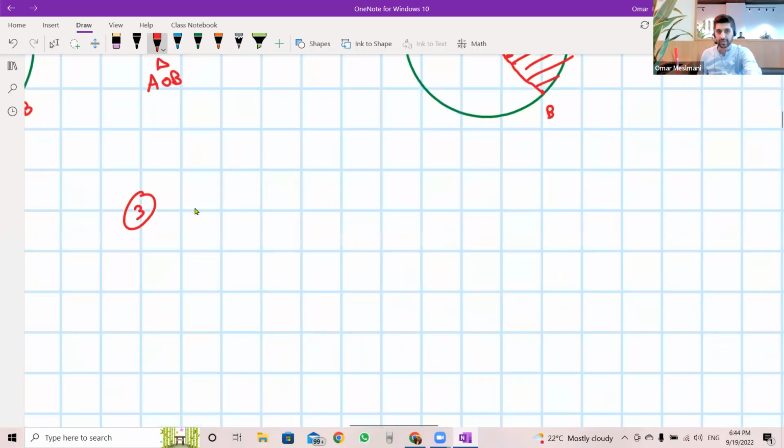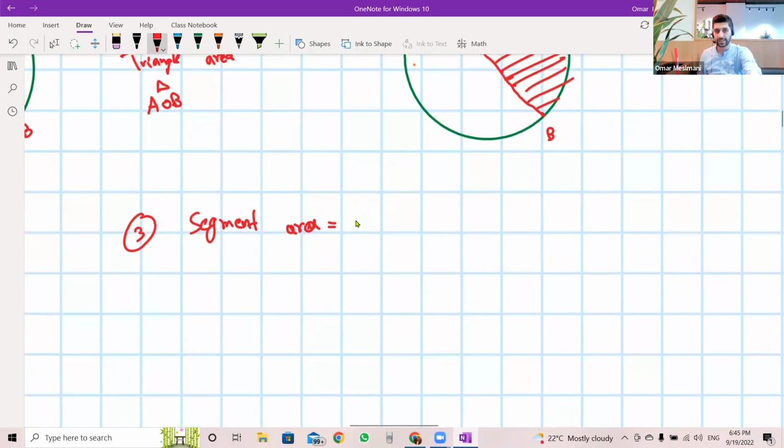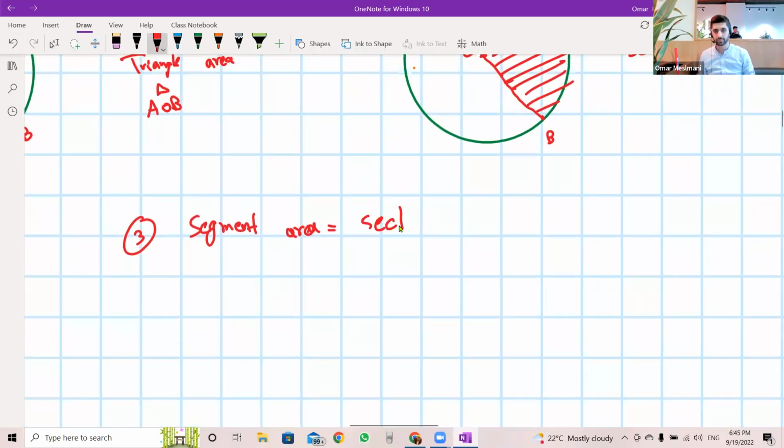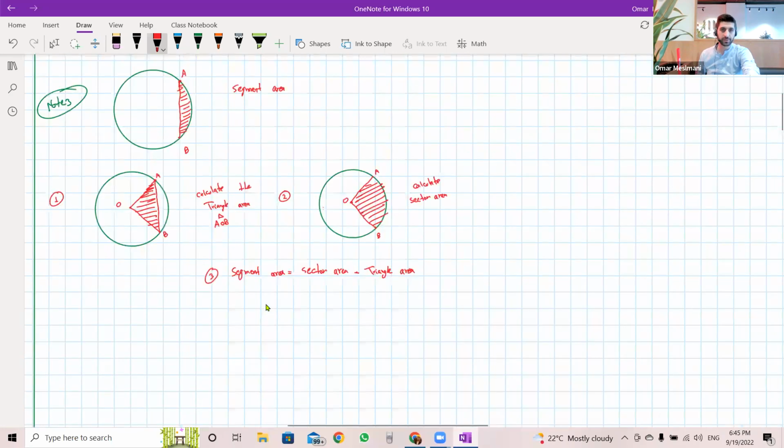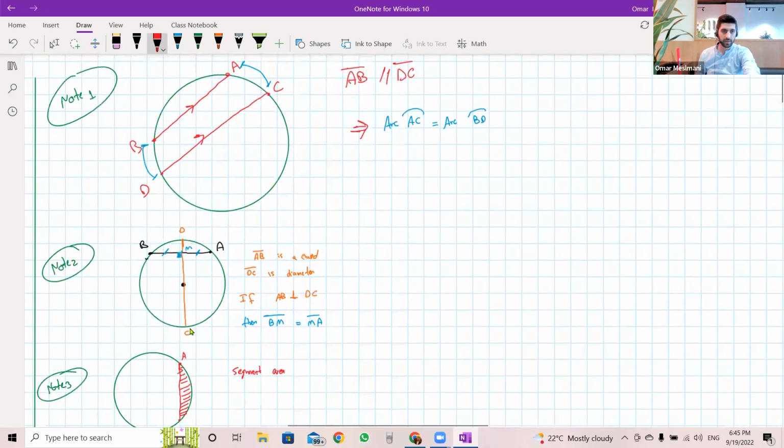Then to calculate the segment area, what do you do? Subtract them. The segment area is going to equal the sector area minus the triangle area. Basically this is it. That's how you calculate the segment area. Okay, guys, that's note number three. Can I ask a question?